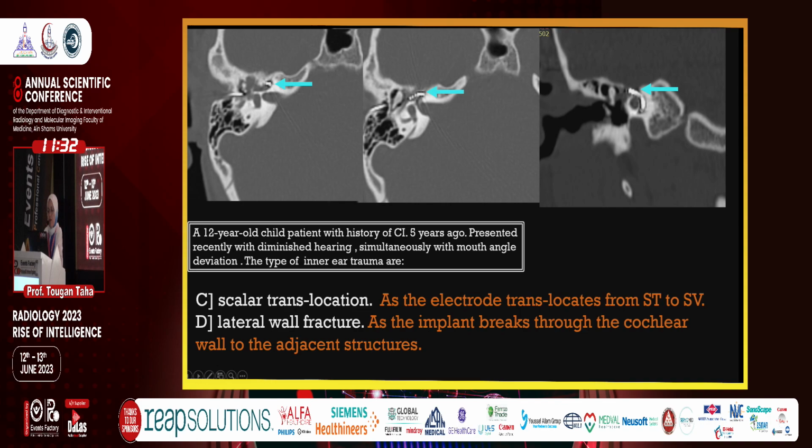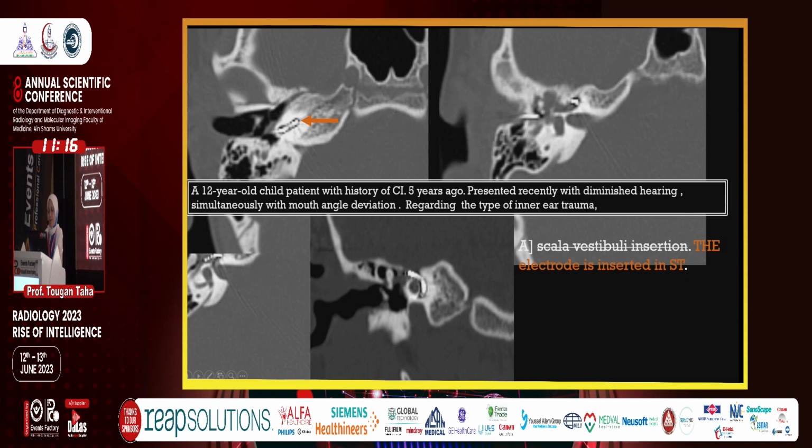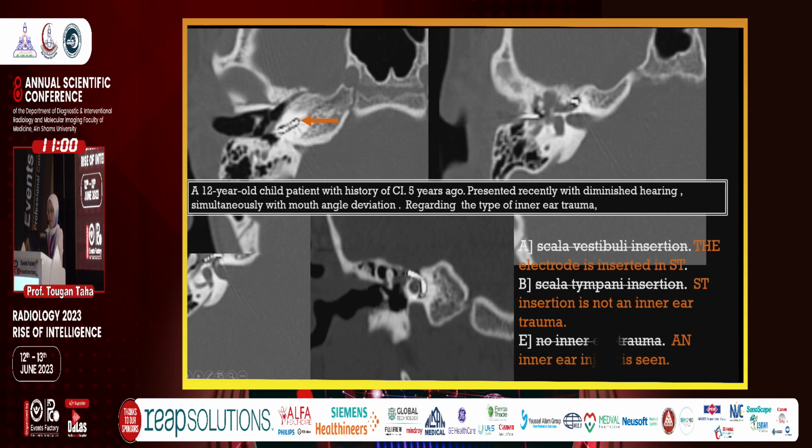The correct answers are scalar translocation, as the electrode translocates from scala tympani to vestibuli, and the lateral wall fracture, as the implant breaks through the cochlear wall to the adjacent structures. Sentence A is wrong as the electrode is inserted in the scala tympani. Sentence B is wrong as scala tympani insertion is not an inner ear trauma, actually it is the proper site for the implant. And sentence E is wrong as an inner ear injury is seen.